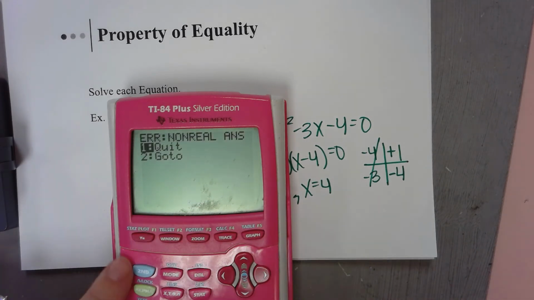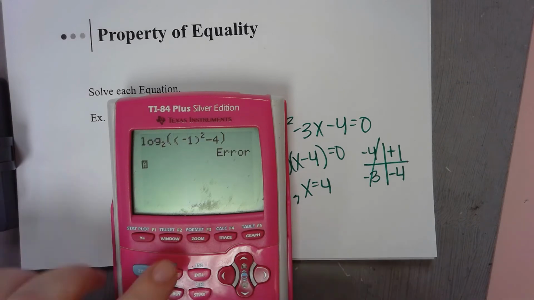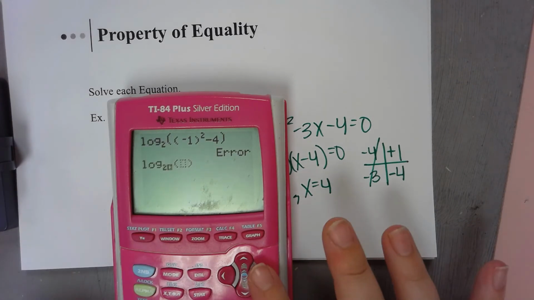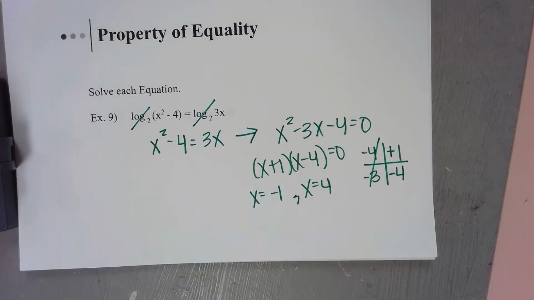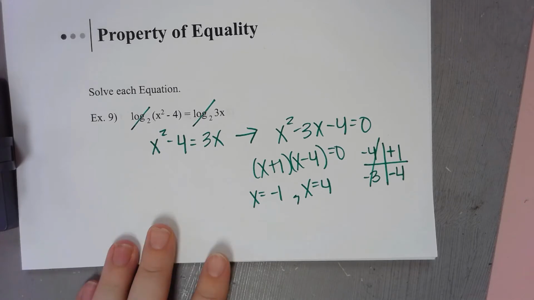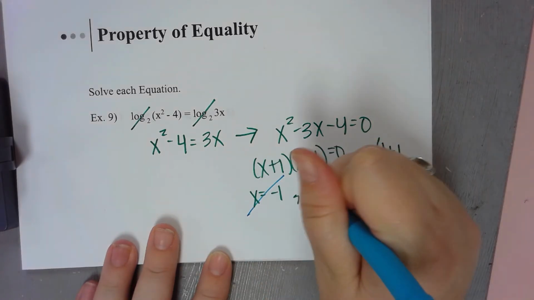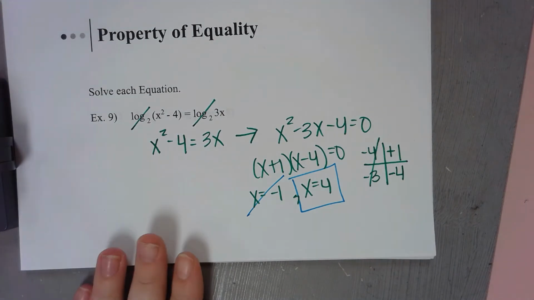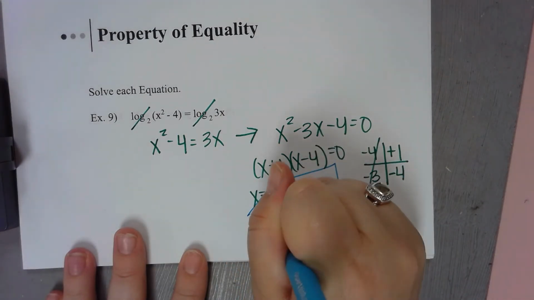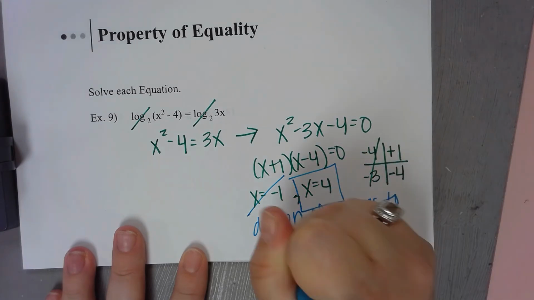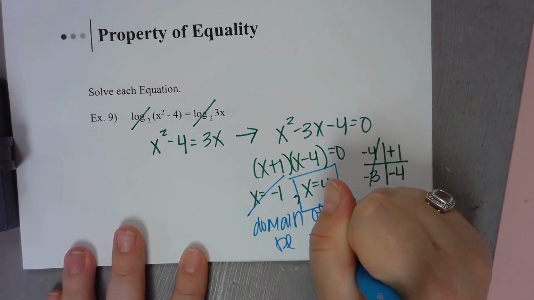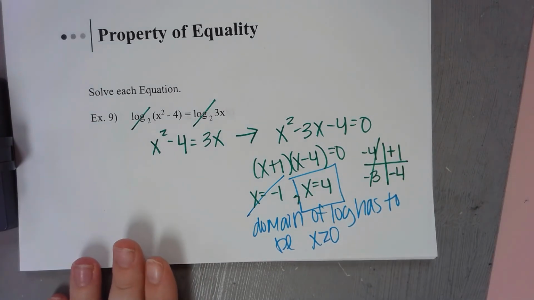So we're going to check the +4 now. Alpha window, log base 2 of 4 squared minus 4. And that works. So what that means is we can't use this one. We must use x equals 4. And just remember that the domain of log has to be x is greater than or equal to 0. Alright, let's look at the next one.